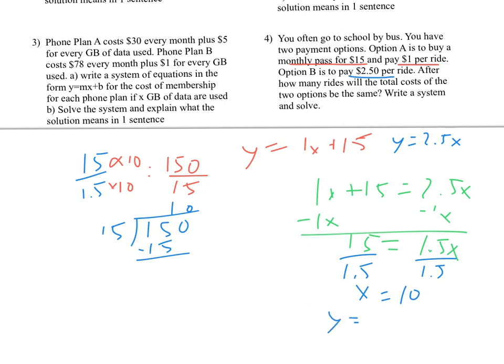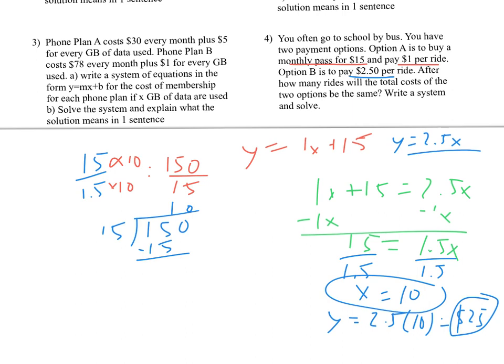All right, and then so now I need to find out y. So y, I can plug it into either equation. I'll go ahead and use that one, 2.5 times 10, and that's $25. So there you go. And so that means that after 10 rides, each plan costs $25.